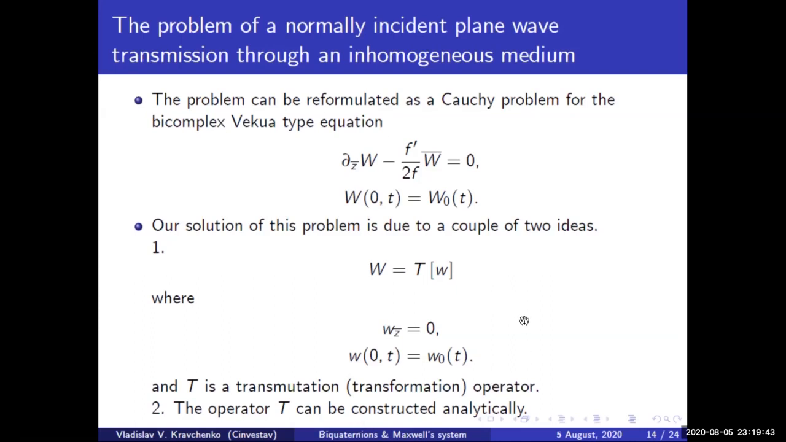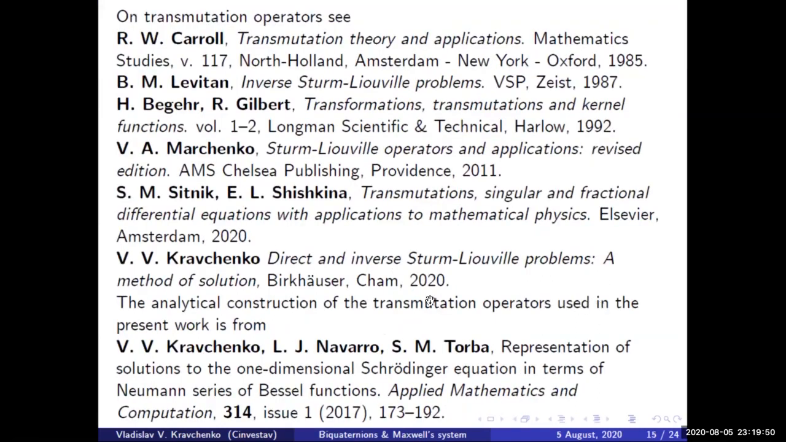I will not be able to describe all the steps and give you all the details, but first of all, the theory of transmutation operators is also quite well known, and there are a lot of publications. Here I just mentioned some known books on this subject by Carroll, by Levitan, Begehr, Gilbert, Marchenko, a very recent book by Sitnik and Shishkina, and my own little book which just appeared on direct and inverse Sturm-Liouville problems, where precisely these results about transmutation operators appear.